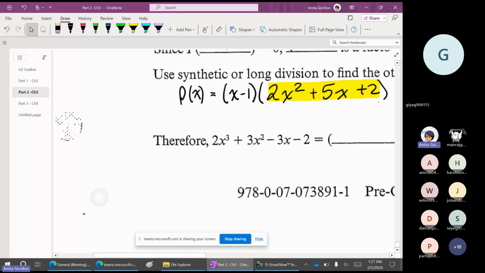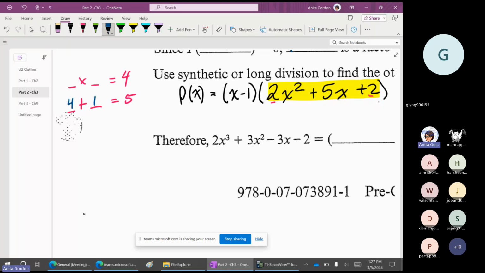What's the degree? Which means it's a quadratic. Let's use our magic numbers. Two numbers that multiply to 2 times 2, which is 4, and two numbers that add to positive 5. What numbers do I need?